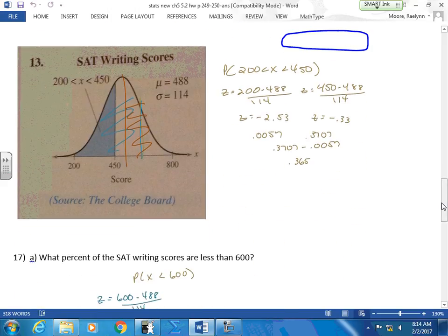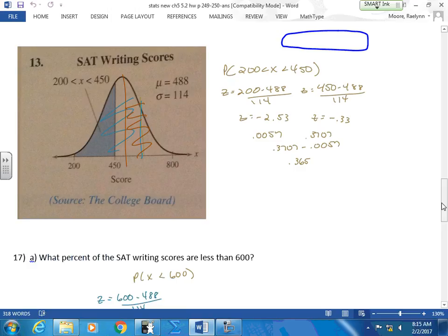Okay, here's an SAT one. They gave us a picture. They wanted to know between 200 and 450. So there's a big chunk of your score there. If I look at this, somewhere in between here, it's less than 50%, right? It's got to be way less than 50 because I'm still to the left of this, and probably less than 40 because I didn't use this piece over here. So I find my z-score for 200, I find my z-score for 450, and I subtract my areas, not my z-scores. Remember that.